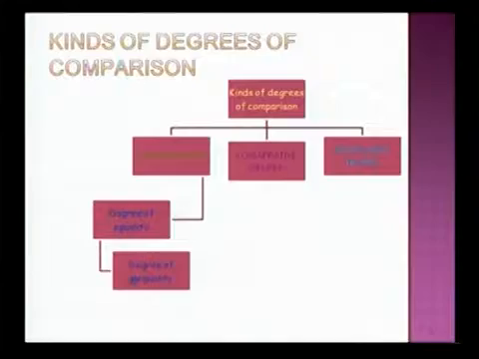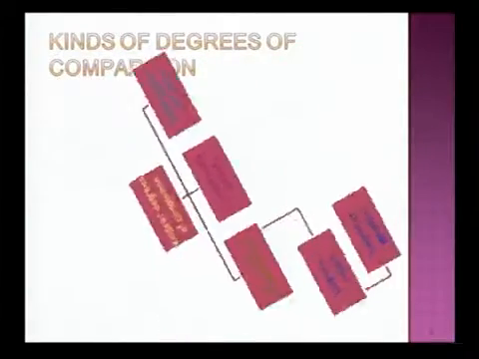Kinds of degrees of comparison. Degrees of comparison is divided into three main parts. They are the positive degree, comparative degree and superlative degree. Again here the positive degree is divided into two parts. They are the degrees of equality and degrees of inequality.